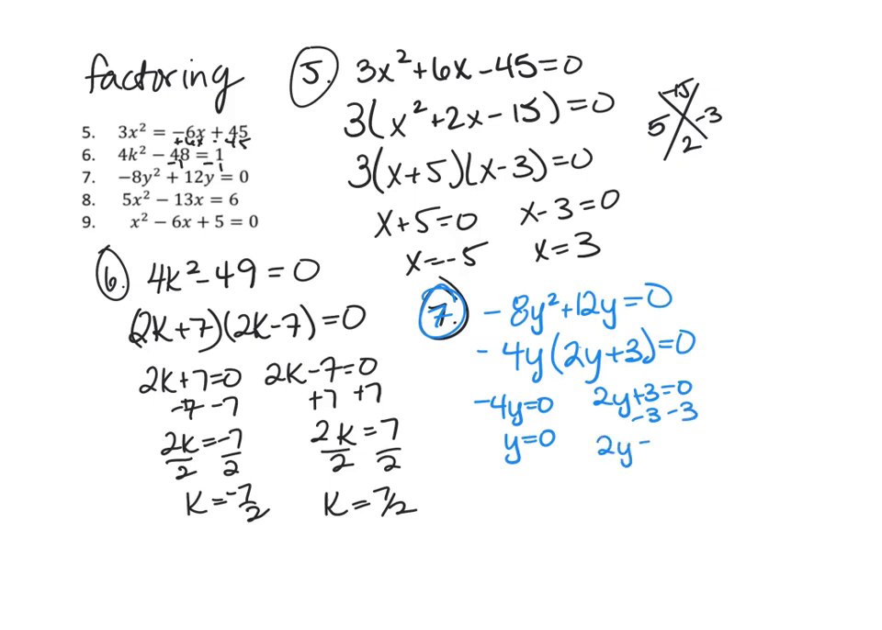Subtract the 3. 2y equals negative 3, divide by 2, y equals negative 3 halves. So my two solutions are 0 and negative 3 halves.